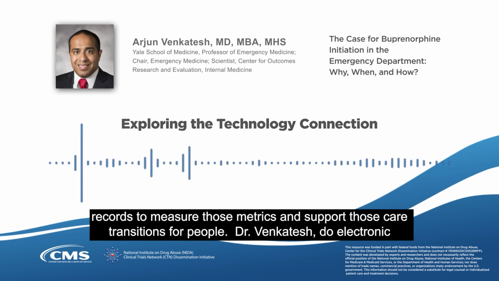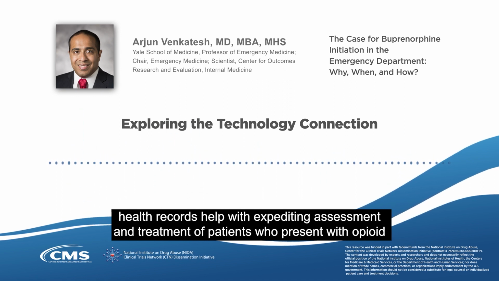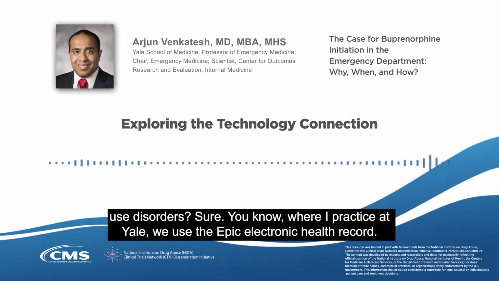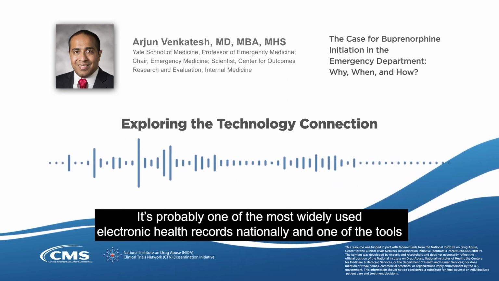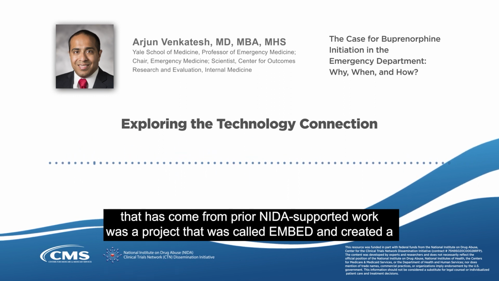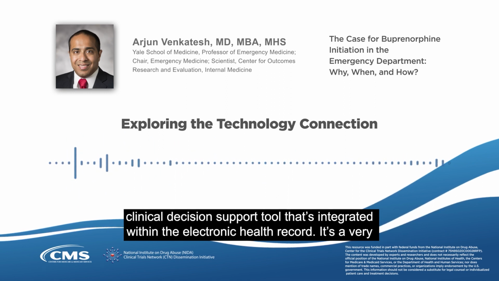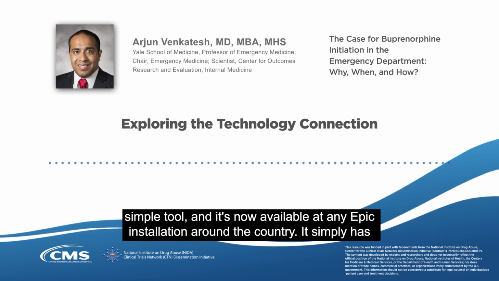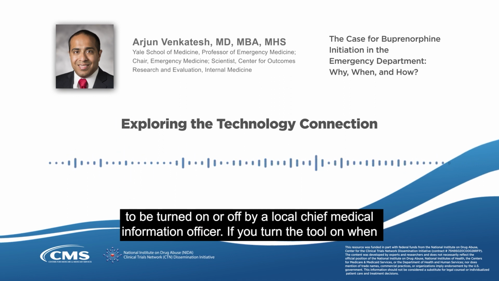Dr. Venkatesh, do electronic health records help with expediting assessment and treatment of patients who present with opioid use disorders? Sure. Where I practice at Yale, we use the Epic electronic health record. It's probably one of the most widely used electronic health records nationally. And one of the tools that has come from prior NIDA-supported work was a project called EMBED, and it created a clinical decision support tool that's integrated within the electronic health record. It's a very simple tool, and it's now available at any Epic installation around the country. It simply has to be turned on or off by a local chief medical information officer.